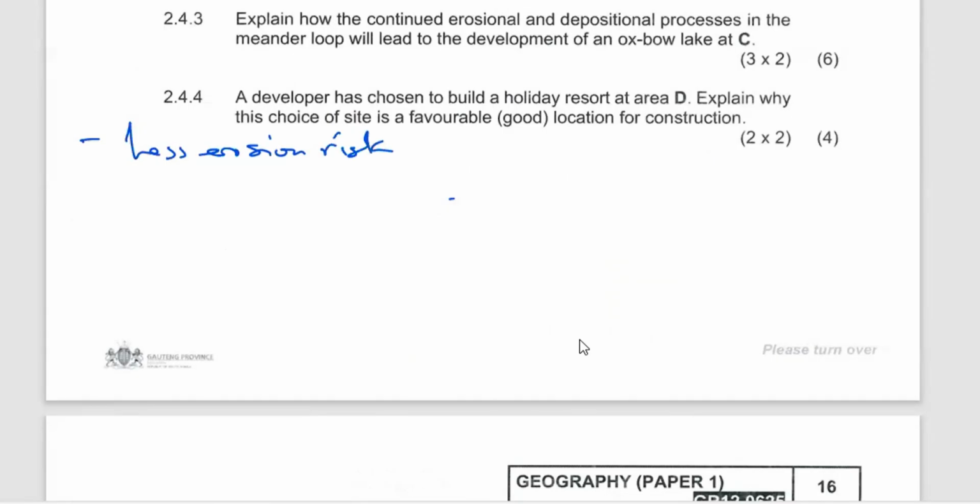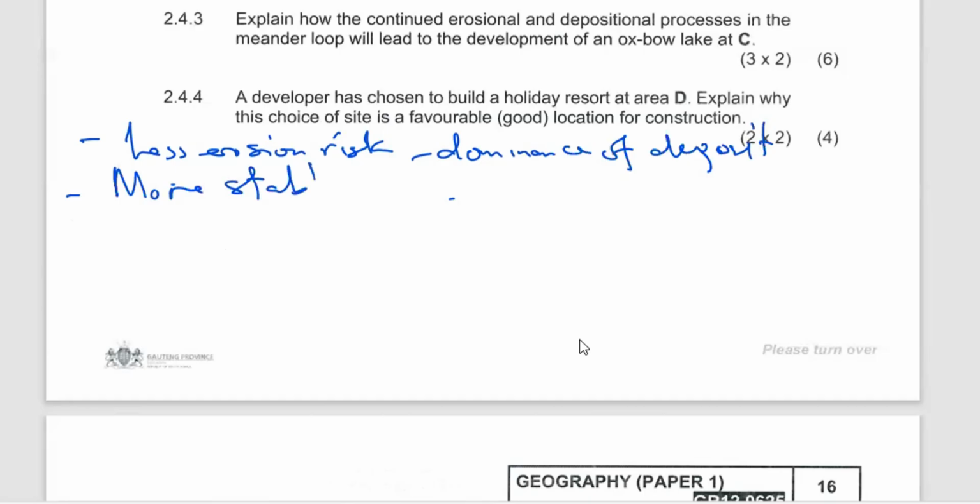We know well that on the inner bend, there is deposition taking place there. So, because there is dominance of deposition, it's a stable place because there's less erosion risk. The area is less likely to be eroded because there's dominance of deposition, and also it's a more stable ground. Because of continued deposition, the area becomes more stable. It's a stabilized area because of the deposition that happens.